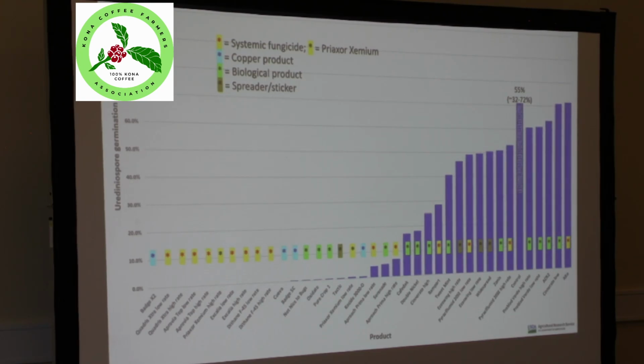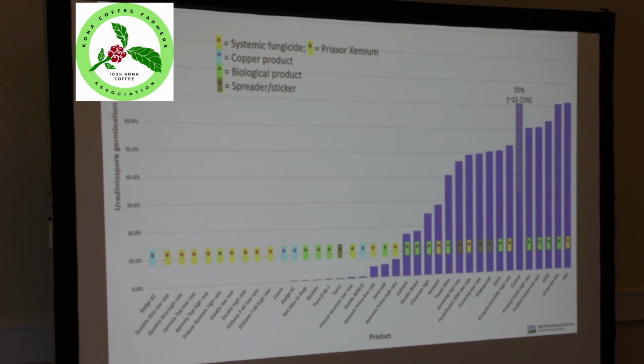So the yellow highlighted area are the systemic fungicides and Preaxor. Okay, the light blue highlighted area are the copper products, so things like Badge and Cueva and Coside. Anything with the green highlight, I grouped into biological products.